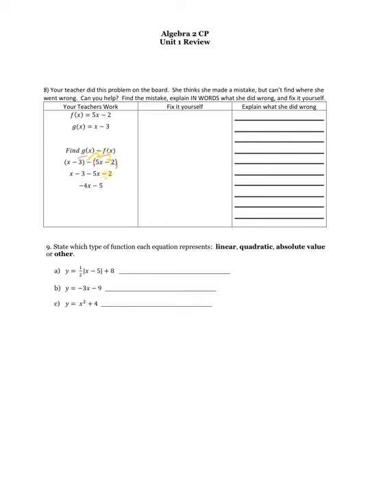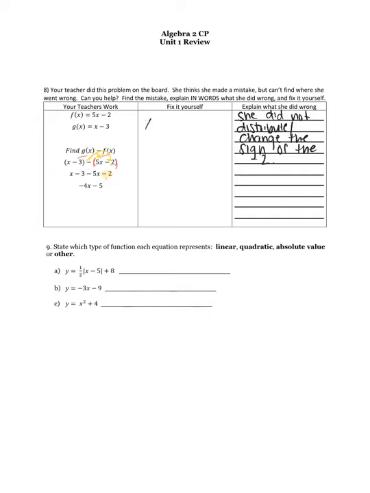So you can come over here and say, when you're explaining it, you're just going to say, she did not distribute / change the sign of the negative 2. Okay, I would take that for an answer. And then you're going to come and do it by yourself.